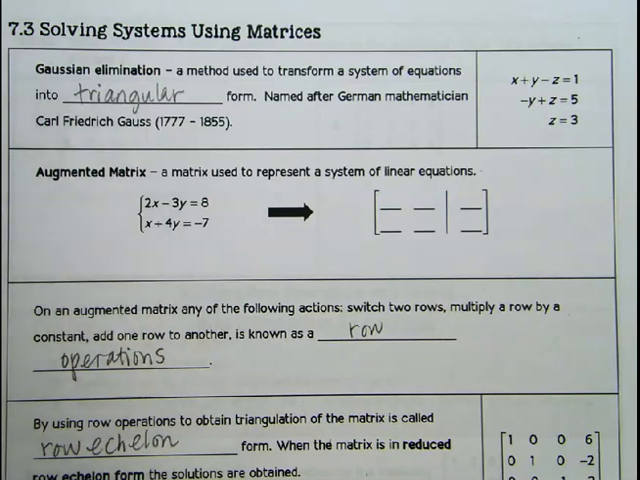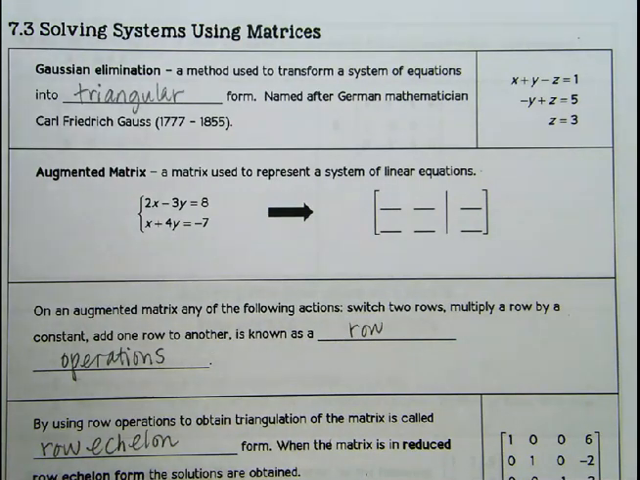Matrices. So we've already done the matrices, you know a little bit about it. This is something you can use it for. Gaussian elimination is a method used to transform a system of equations into a triangular form. So anyway, if we take a matrix, or this is an augmented matrix, a matrix used to represent a system of linear equations.